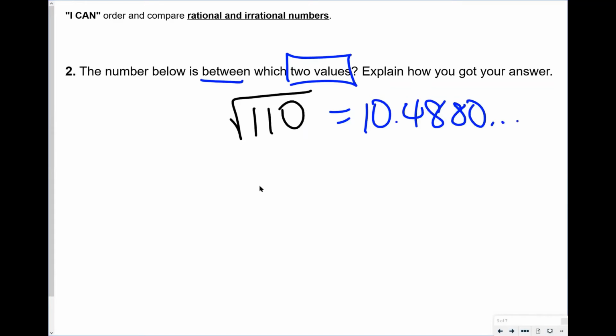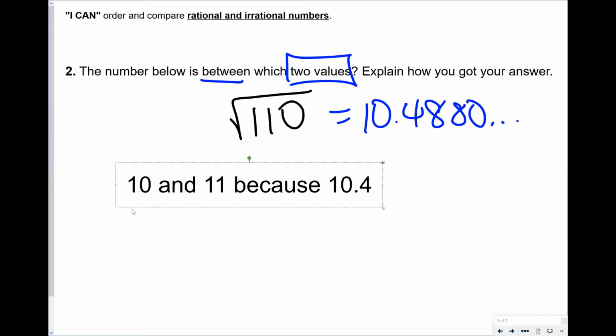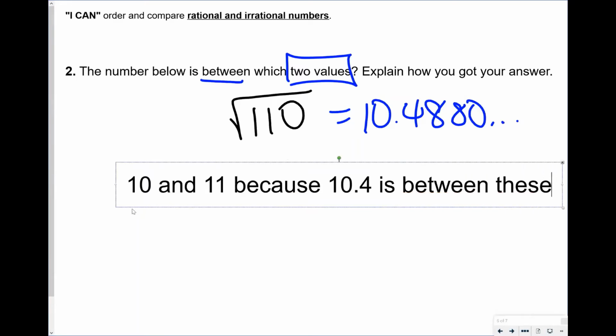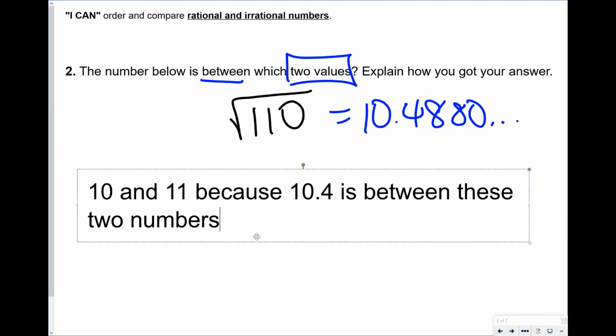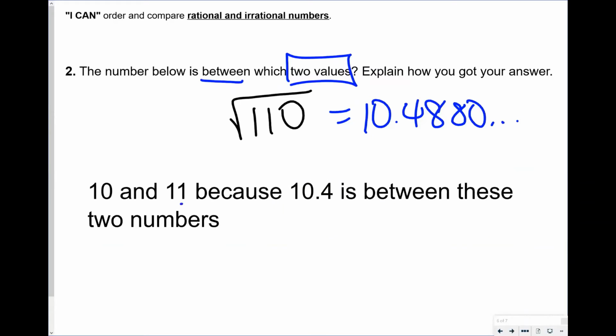In our text, 10.4 is between which numbers? 10 and 11. Because 10.4 is between these two, 10 and 11. 10.4 is between those numbers. 10.4 is between 10 and 11.